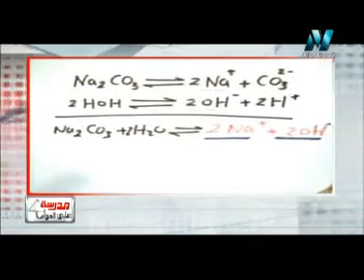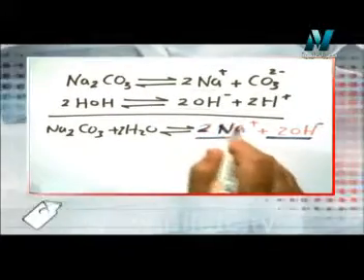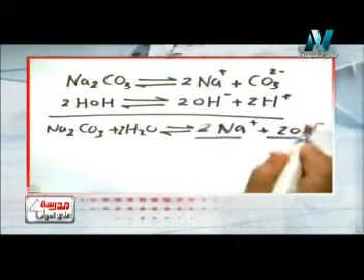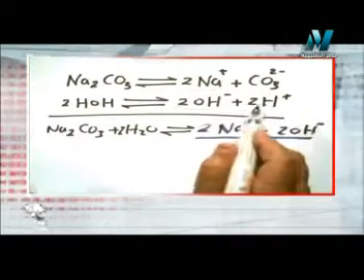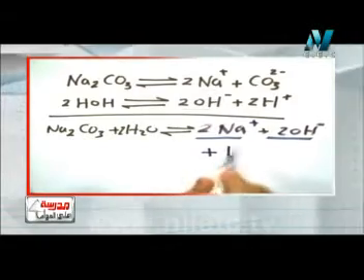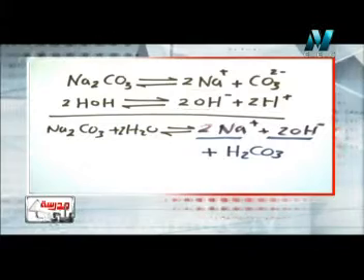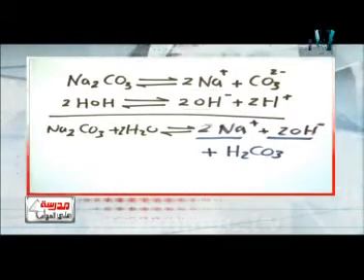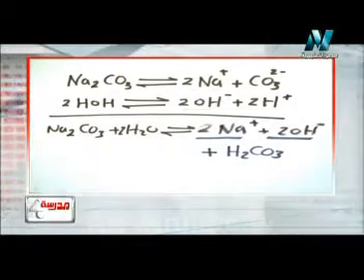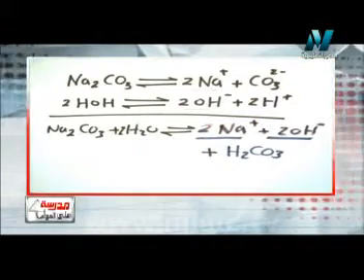2Na positive and plus 2OH negative. While hydrogen combine with carbonate to form H2CO3 because it is a weak electrolyte. Carbonic acid is a weak electrolyte. So when hydrogen combine with carbonate to form carbonic acid, the concentration of hydrogen decrease.